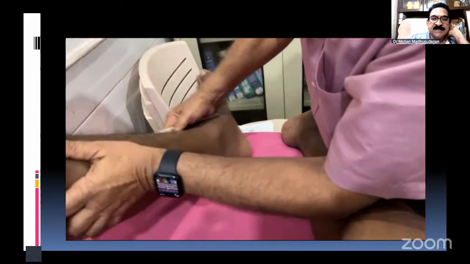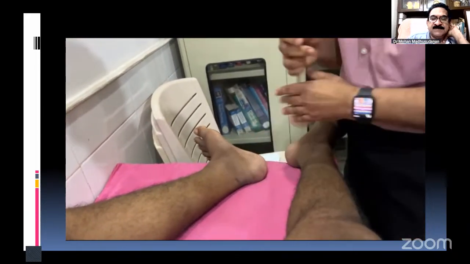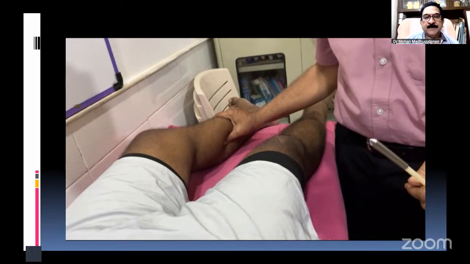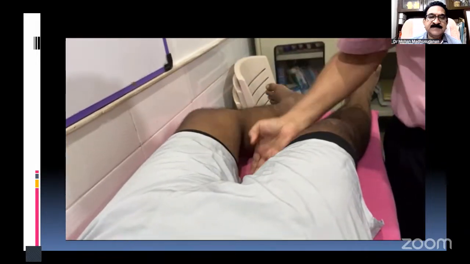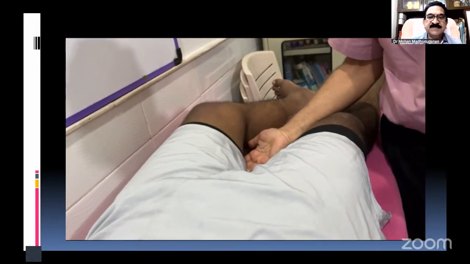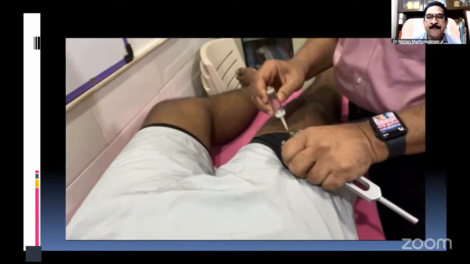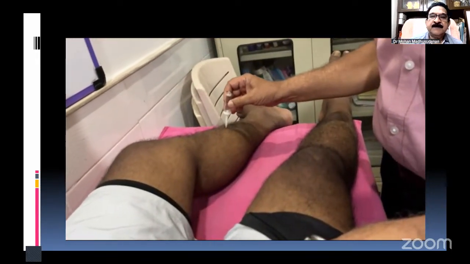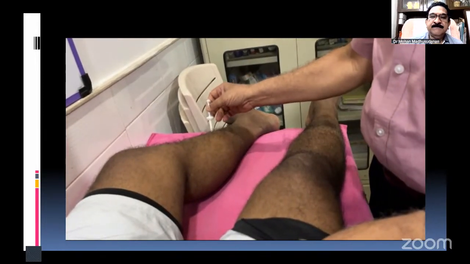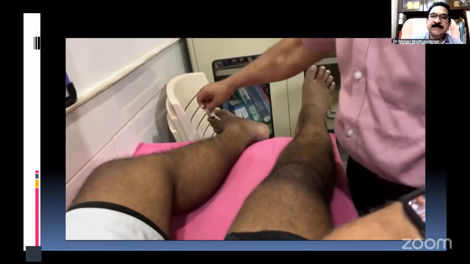Left knee jerk was absent. Right knee jerk is present. Both ankle jerks are normally elicited. Plantar was downgoing. No calf tenderness, but he got severe thigh tenderness. Not on the hamstrings. Quadriceps was tender. It is decreased in the leg, middle part of the leg. That is normal.